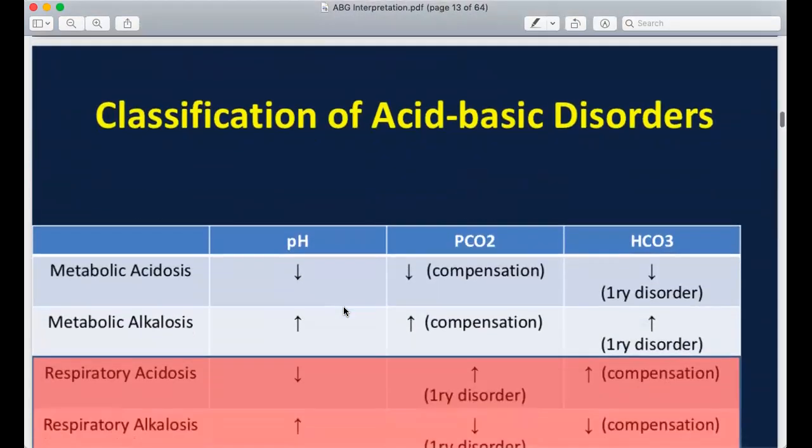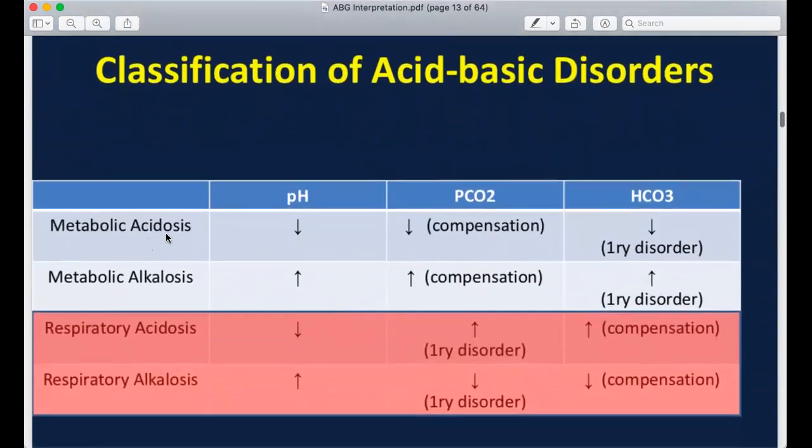Classification of acid-base disturbances. What is the most important one? Metabolic acidosis, metabolic alkalosis, respiratory acidosis, and respiratory alkalosis. Now, for the shortcut: if there is a metabolic acidosis, we are going to look at pH and then HCO3. This is the first disorder. If they are both in the same direction, pH decreasing and HCO3 decreasing, then it is a metabolic acidosis. Don't look for the compensation for now. We'll discuss this later on.